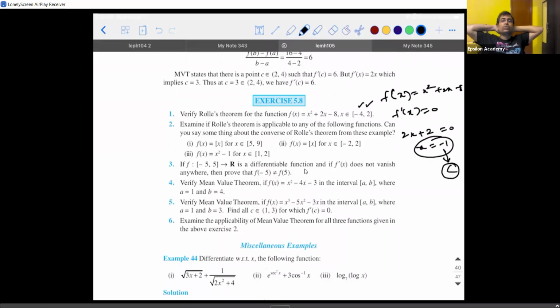So examine if the Rolle's theorem is applicable to any of the following functions. Can you examine something about the converse of the Rolle's theorem from these examples? So try to solve and tell me.